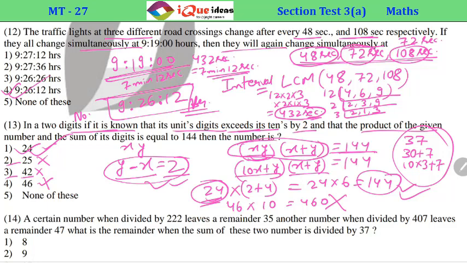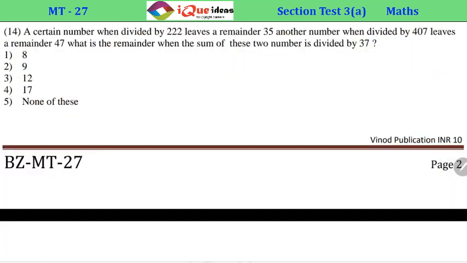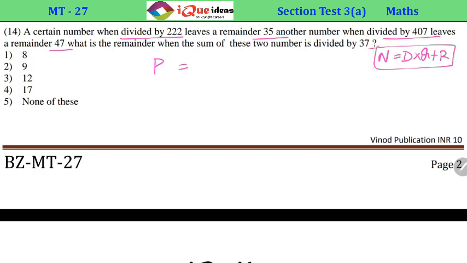Alright, now let's take up the next question, the 14th question. A certain number when divided by 222 leaves a remainder 35, and another number when divided by 407 leaves a remainder 47. What is the remainder when the sum of these two numbers is divided by 37? Let's check it first. We know that when a number n is divided by a divisor d, then n is d into q plus r. This is the relation between the number, divisor and remainder.